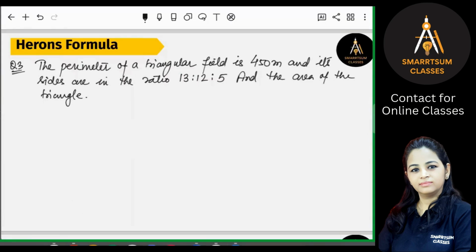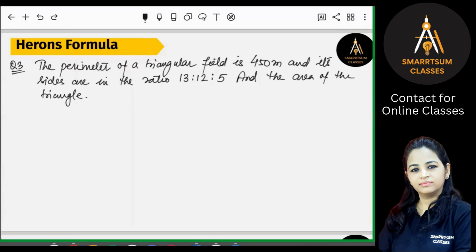Now look at the next type of question, question number 3. The perimeter of a triangular field is 450 meters and its sides are in the ratio 13 is to 12 is to 5. Now we have to find the area of the triangle. So there is a triangular field whose perimeter is already given here, that is 450 meters, and the sides are given in the ratio form.